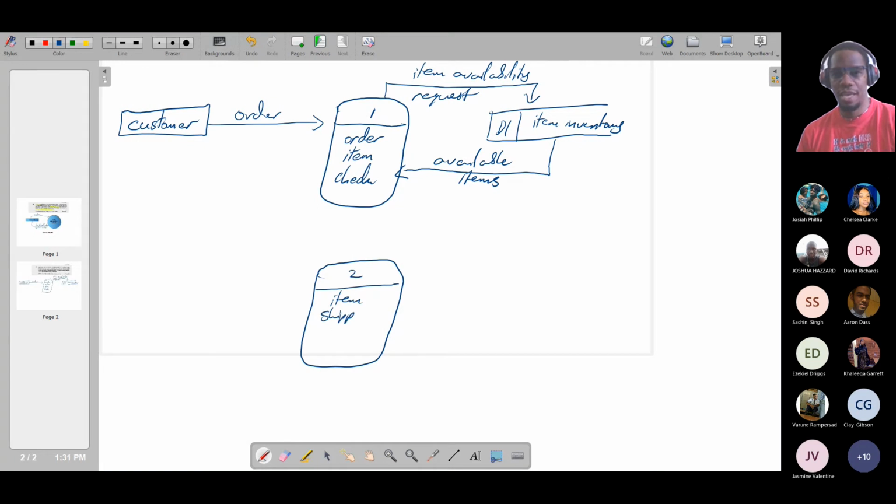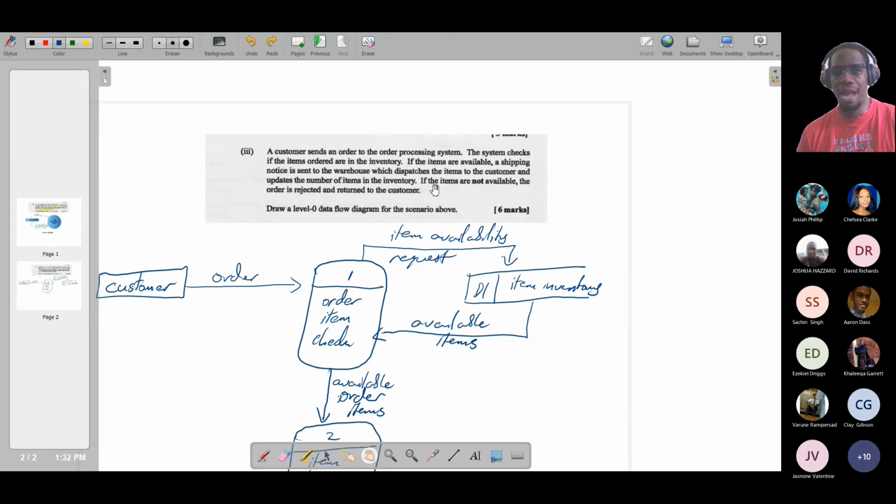Item shipping process. And what we send here are the available orders, the available items from the order, right? So available order items. So once the items are available, we send them to the shipping process, and the warehouse, it tells us that the warehouse that dispatches the items to the customer will send them off.